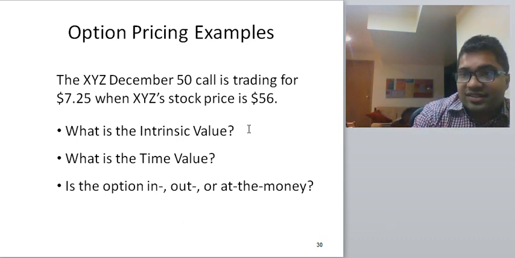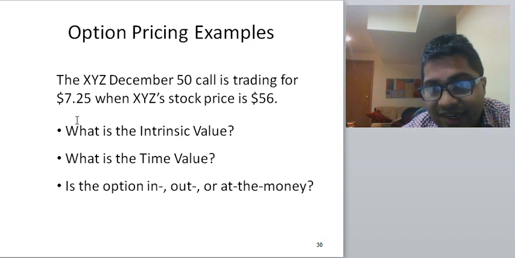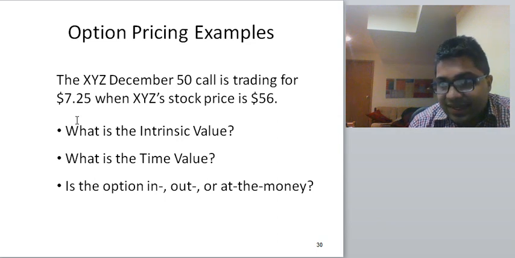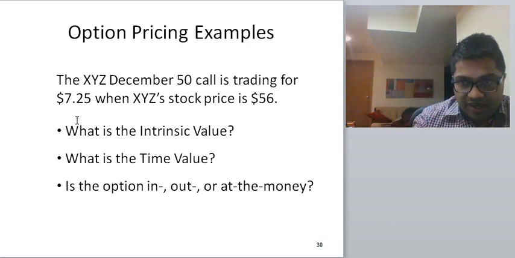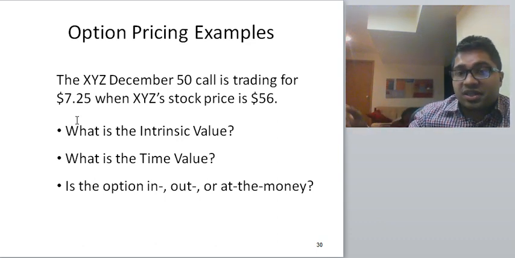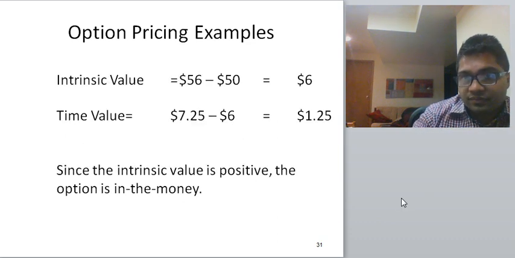$6 is intrinsic value. But how much is the option trading at? Option is trading at 7.25. So 7.25 minus 6 is time value. So intrinsic value is how much profit you are making. Time value is how much you have paid above the profit. The option is in the money.